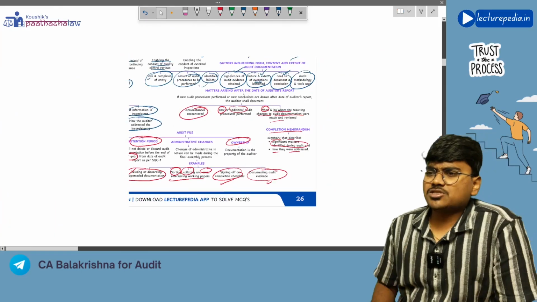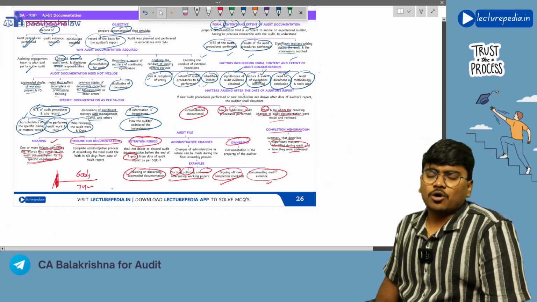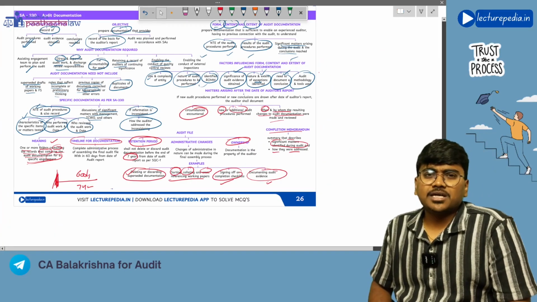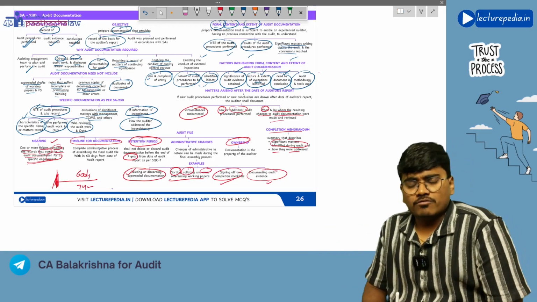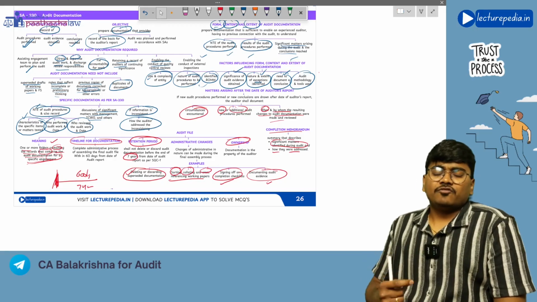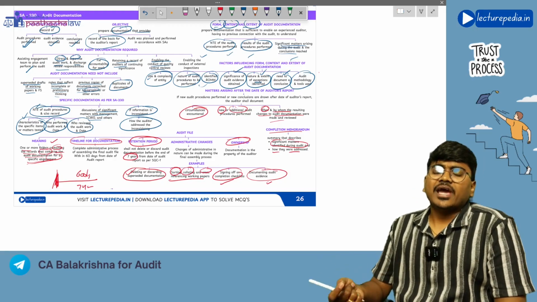So by this, we have completed the revision of the entire seventh chapter, audit evidence, right? In the next class, we will be meeting with a revision of a new chapter, which is the eighth chapter.